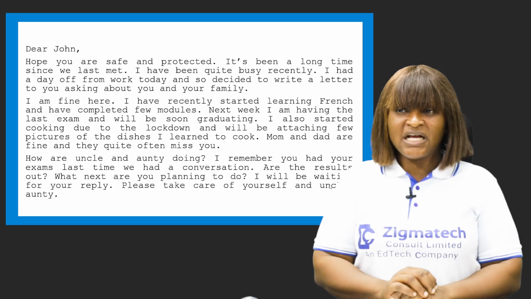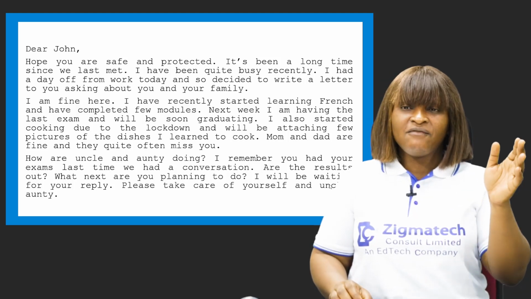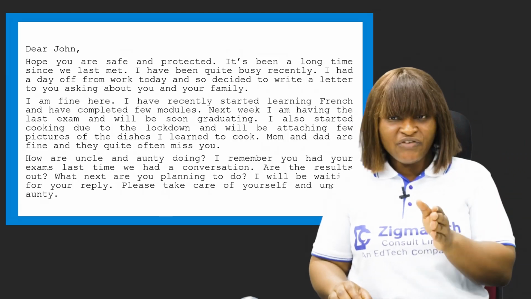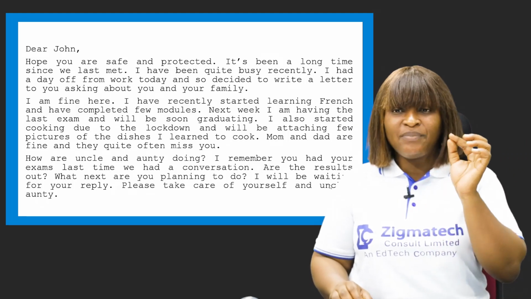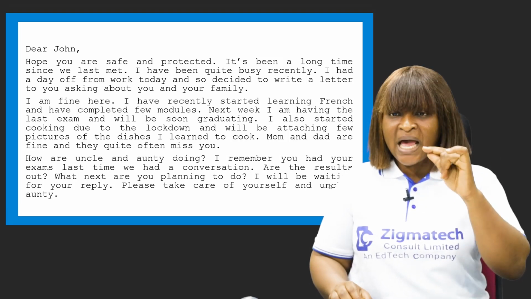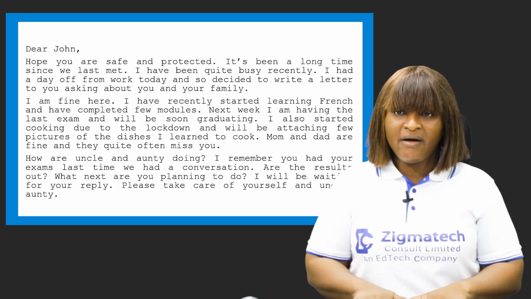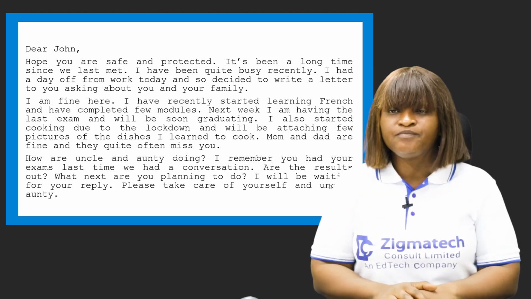The block paragraph is that type of paragraphing where you start your letter very close to the margin. You don't leave any space. Then when you're done with a particular paragraph and you want to start another paragraph, you leave a line and start off in the next line. That's the block paragraph, which I observed here.